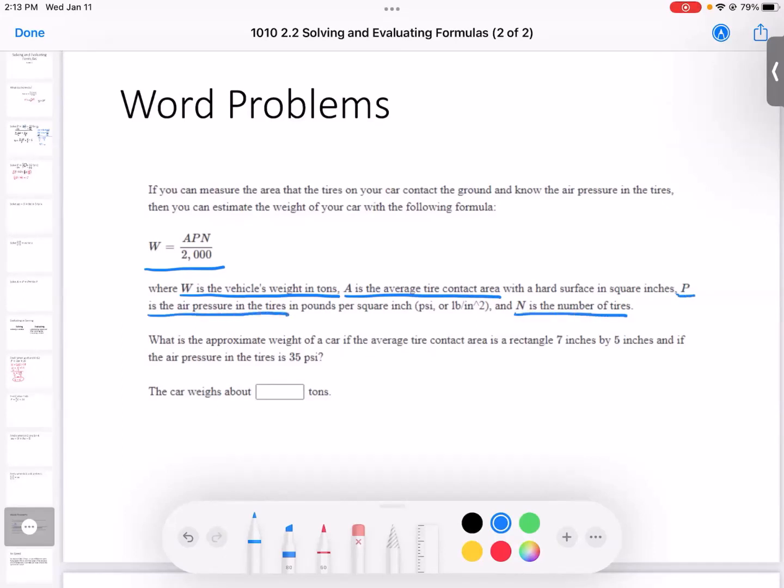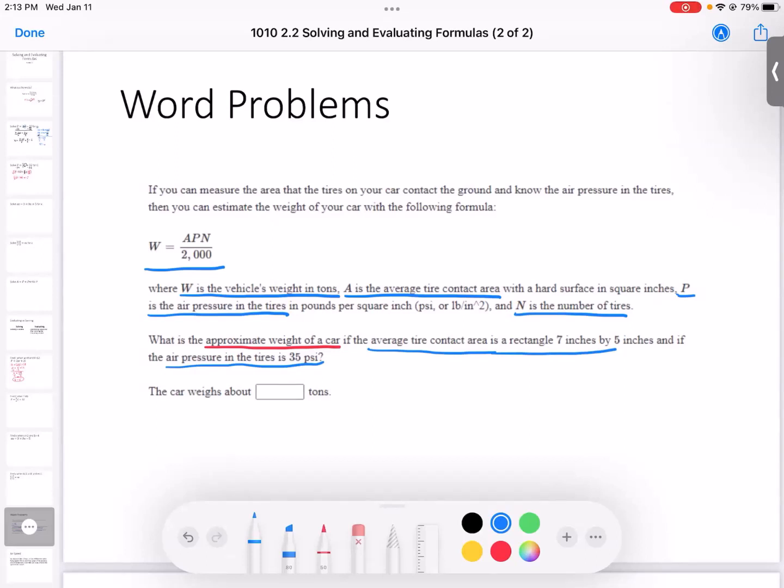And N is the number of tires. Then it says, what is the approximate weight of a car? So that's the thing I'm looking for. If the average tire contact area is a rectangle, 7 by 5 inches, and if the air pressure in the tires is 35 PSI. So I underlined this in red because this is the thing I'm looking for.